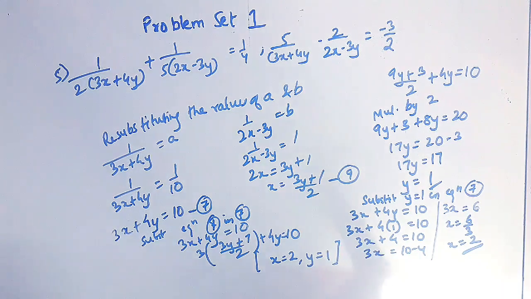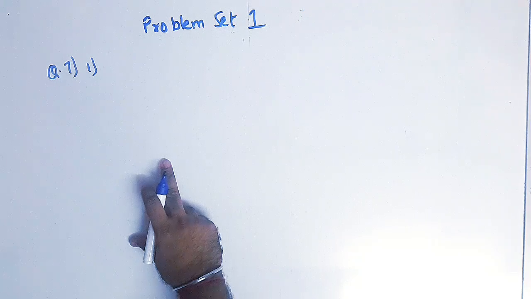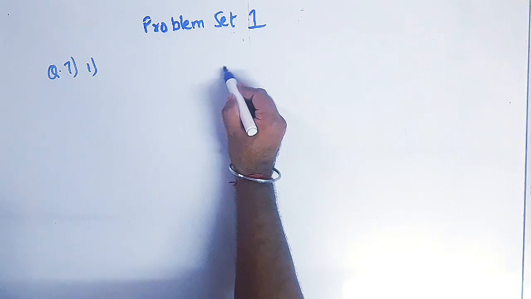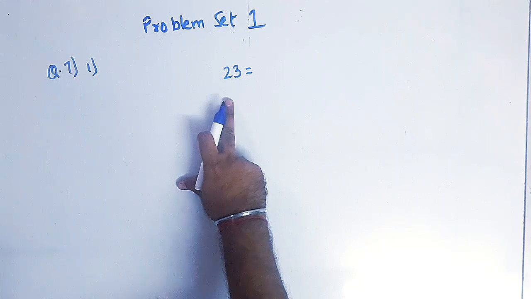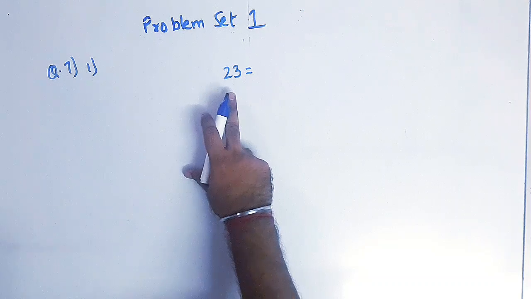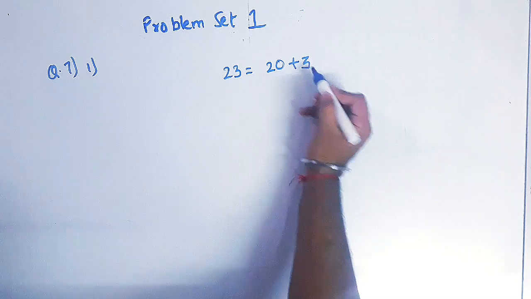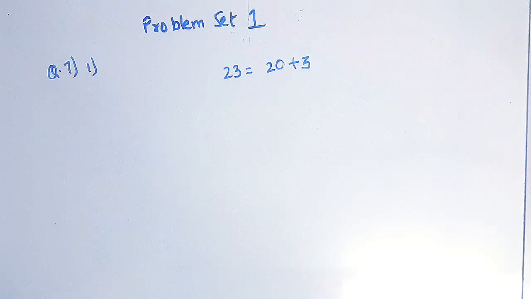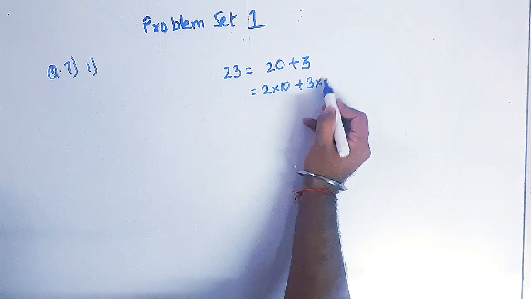Then question number 7, sum number 1. Before we start this question, let us recall some previous standards, what we have done: the expansion. I am taking a 2-digit number, this is 23. In the lower standards we expanded it like this: 23 is 20 plus 3. So this is 2 into 10 plus 3 into 1.